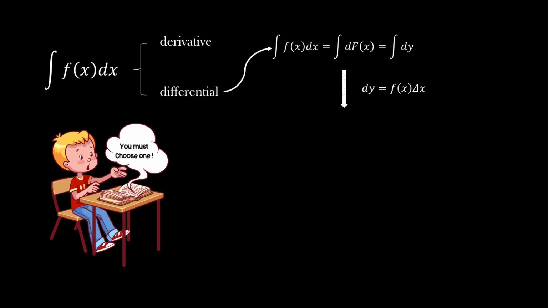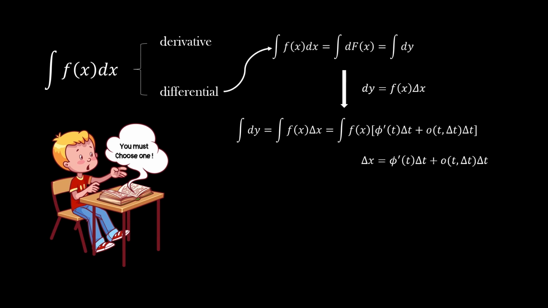If it was the inverse process of taking the differential, there should exist the integral of f'(x)dx = the integral of df(x) = the integral of dy. Thus when we used the second substitution method for integrals, according to the fundamental definition of the differential, namely dy = f'(x)Δx, we had the integral of dy = the integral of f'(x)Δx, where Δx equals the sum of φ'(t)Δt and o(Δt) multiplied by Δt.